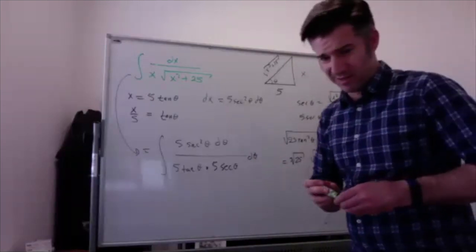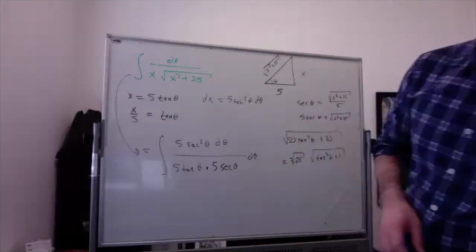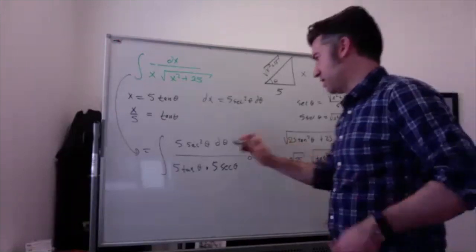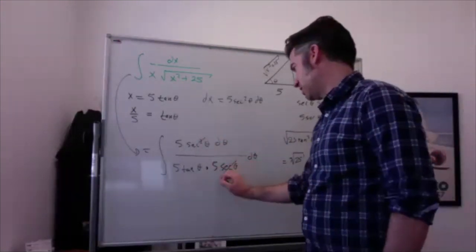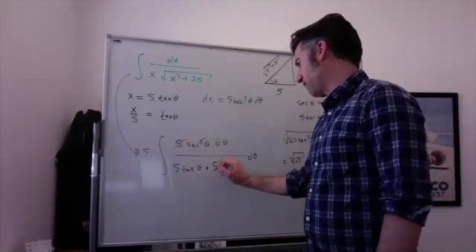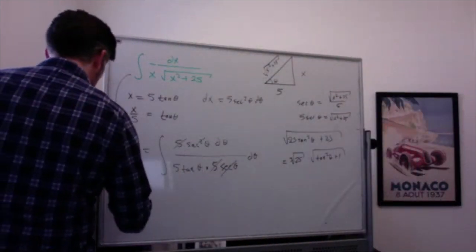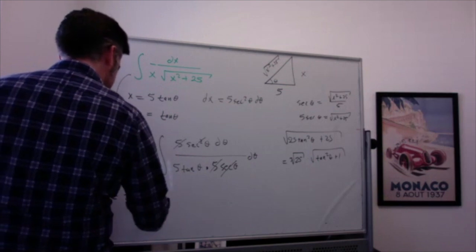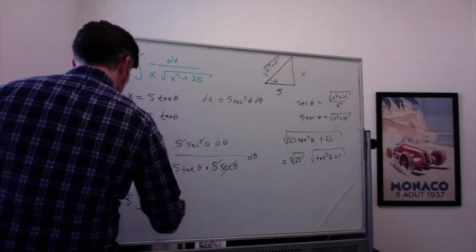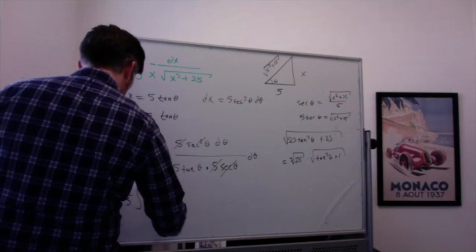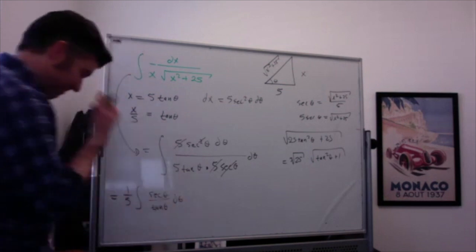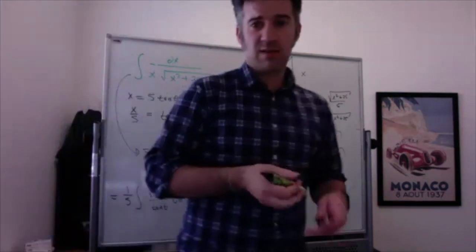Okay, now what? I can cancel some stuff. I can cancel a secant here and a secant there, a 5 here and a 5 here. So I'm left with 1/5 the integral of secant theta over tangent theta. Now what?